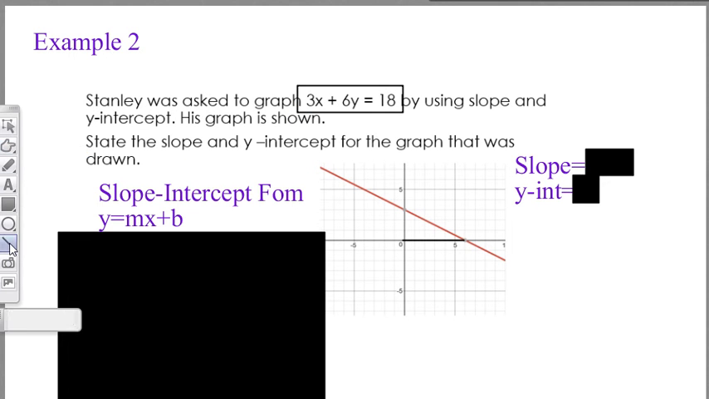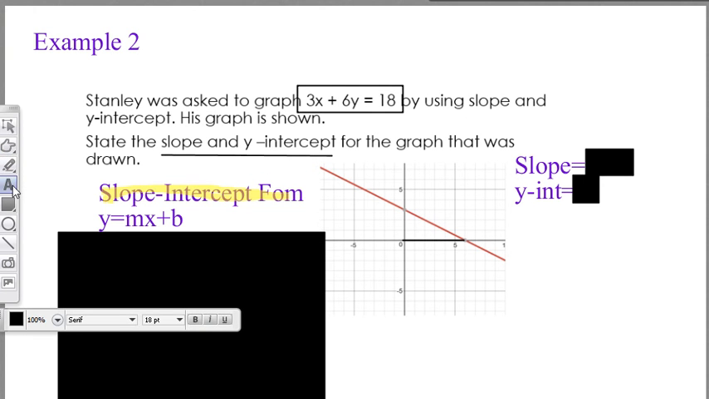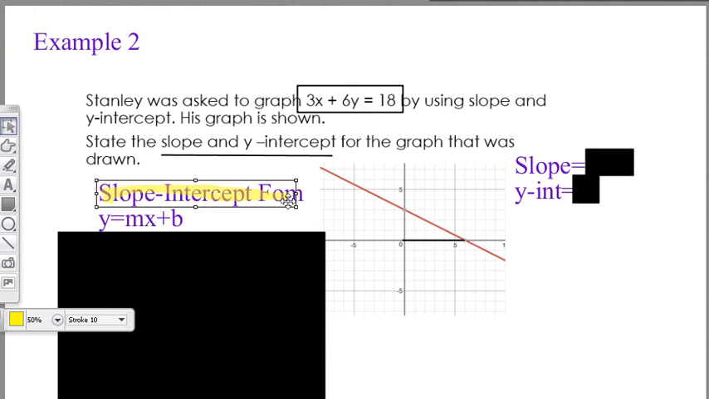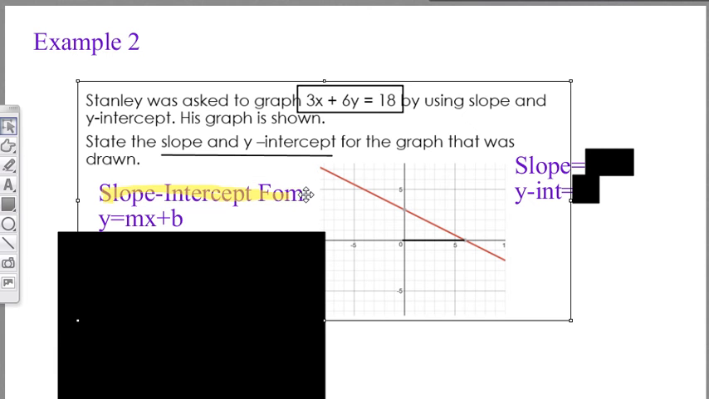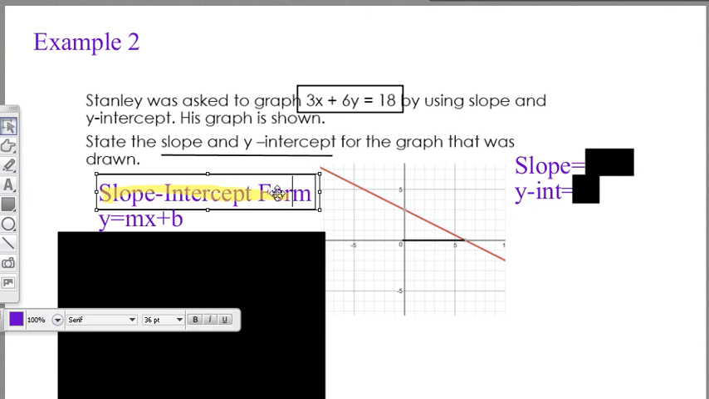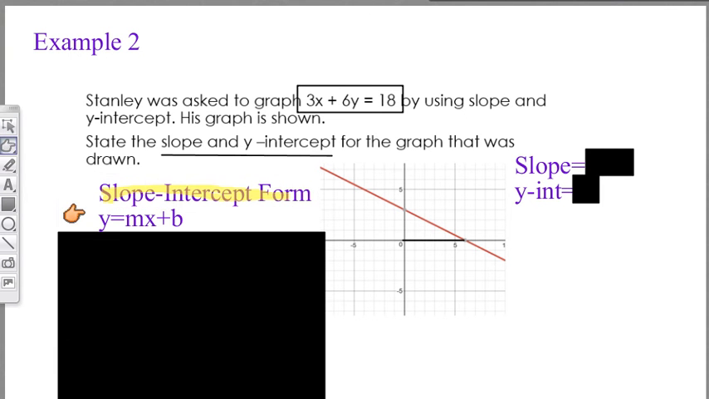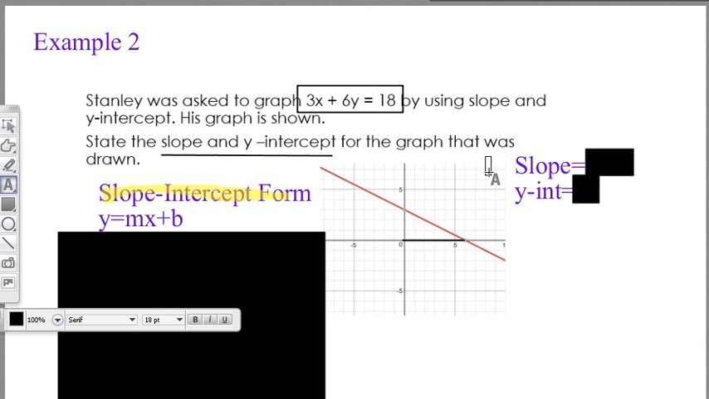Whenever a problem asks me for the slope or the y-intercept, my brain instantly says, oh, maybe I should use slope-intercept form, okay? Whoops, I just realized that I had a typo there that says foam. That should say form. Okay, now that I can spell correctly. Okay, and that's y equals mx plus b, where m is my slope and b is my y-intercept. So here's slope, y-intercept, that's m and b.